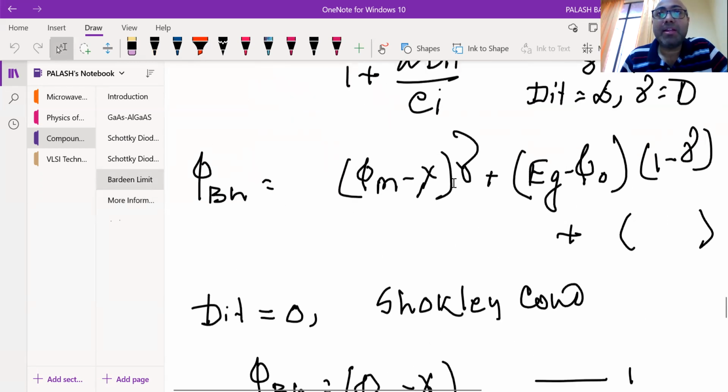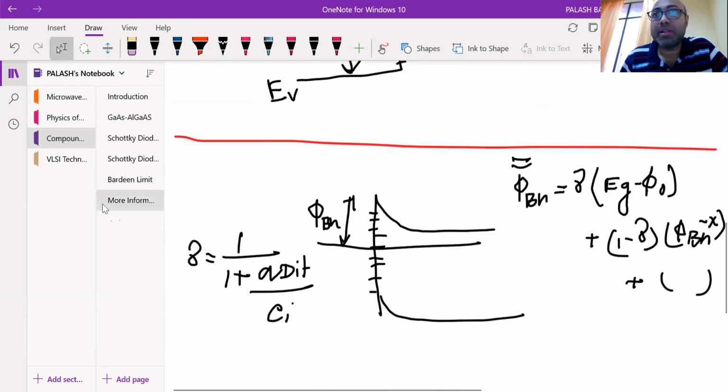φm minus χ is equal to γ. φm minus χ is equal to χ. So I think I have to redraw it, rewrite it.